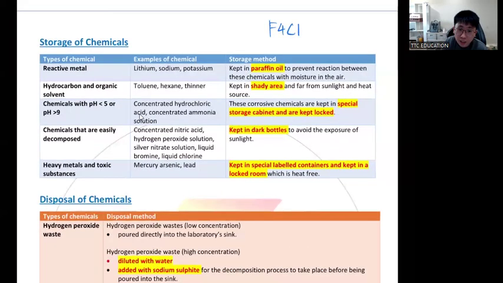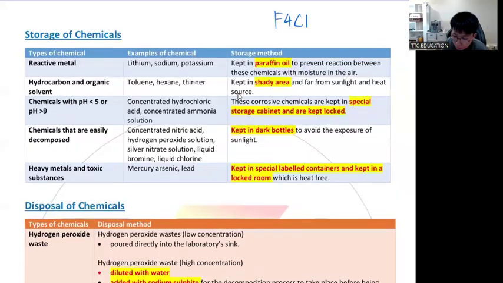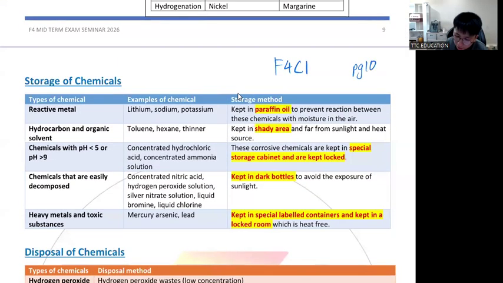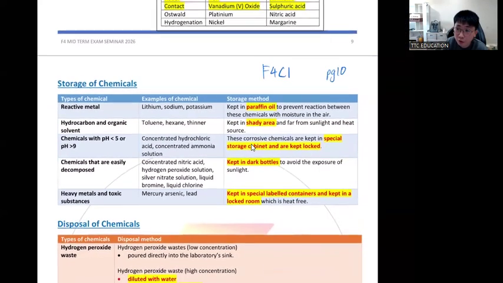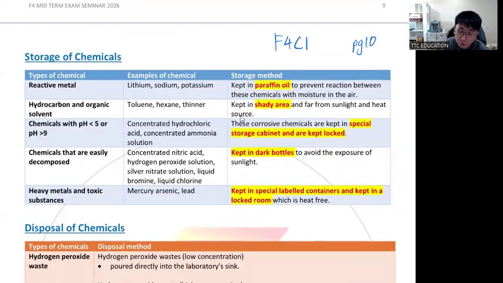Okay, so the idea here is, in Form 4 Chapter 1, remember, if you need any information in Form 4 Chapter 1, this is on page number 10. The ways to store chemicals, the ways to dispose chemicals. So these are some basic info for your Form 4 Chapter 1.